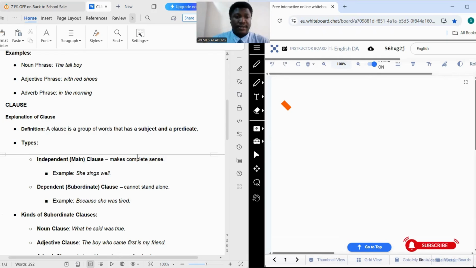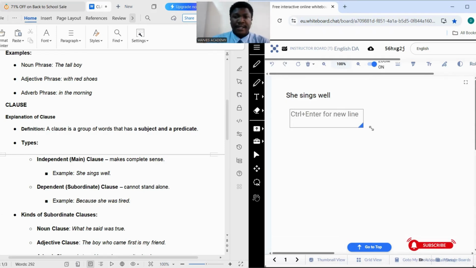Now we have different types of clauses, but we have two main types, which are the independent clause and the dependent clause. The independent clause can also be known as the main clause, and the dependent clause can also be known as the subordinate clause. Now, why are they called the main and the subordinate clause? It's quite simple. The independent clause is called the main clause because it can make complete sense and it can stand on its own. For example, if we say she sings well, it is quite short, but it makes complete sense. Why? Because it has a subject, which is she. It has a predicate or a verb, which is sings, describing what the subject is doing. So this is an independent clause that can stay on its own.